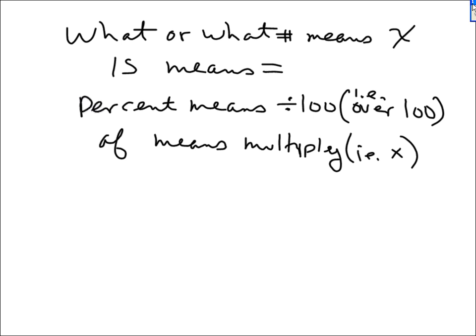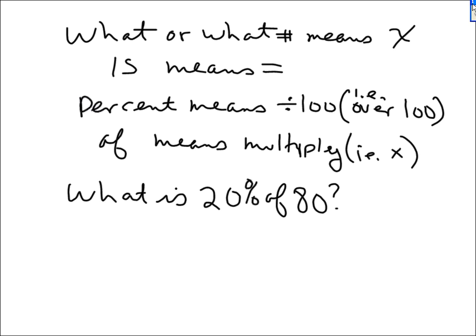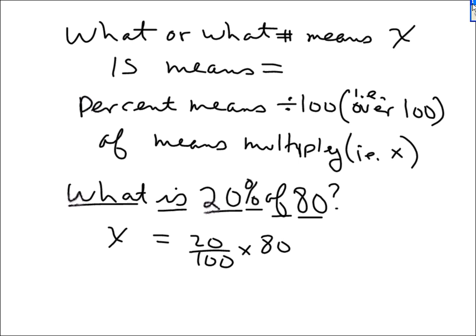So for example, if somebody asks you, what is 20% of 80? Oh, and the question mark you ignore. What means X. Is means equal. 20 means 20. Percent means divide by 100. Of means multiply. And 80 means 80. And the percent symbol you ignore.